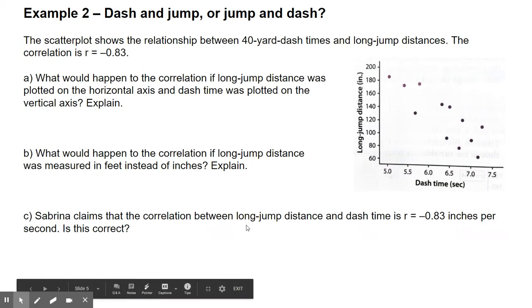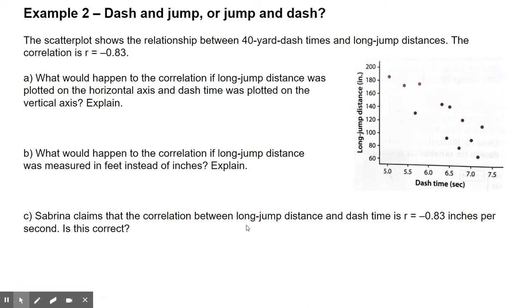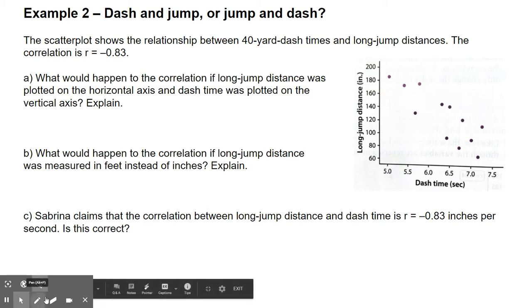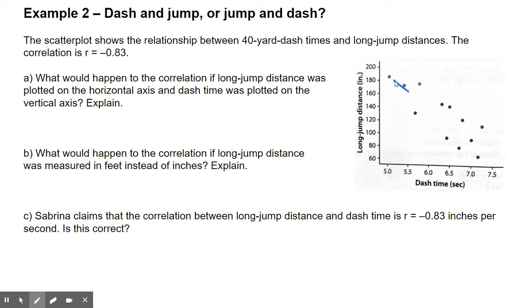Here we go. So it says, example 2, dash and jump, or jump and dash. The scatter plot shows a relationship between 40-yard dash times and long jump distances. The correlation is R equals negative 0.83, and that makes sense, right? Negative correlation, if I look here, negative correlation because it's a negative direction. And again, that's sort of strong. I mean, they're a little scattered from the linear pattern, but not much.